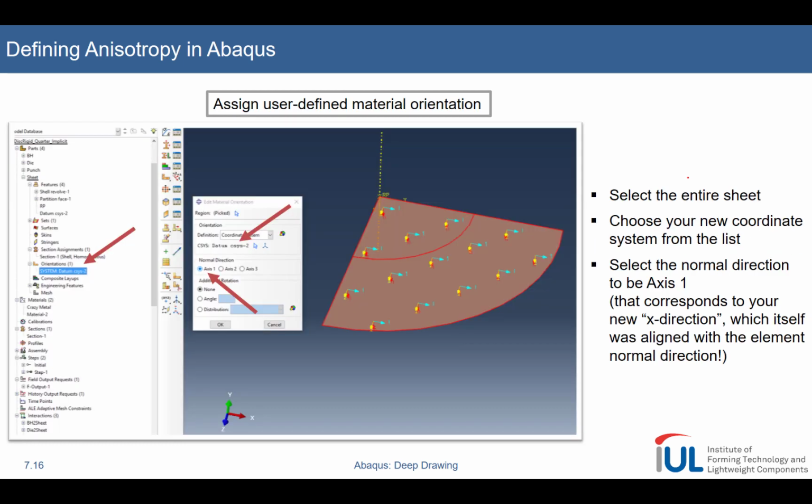Okay, next on, we assign this new user-defined coordinate system to our sheet, to our material, because right now Abaqus still thinks it should do the calculation of the sheet, whatever is going on inside the sheet, according to our global coordinate system. But this is not where we've defined anisotropy. We have defined anisotropy in our new user-defined local coordinate system. So in the tree, you select your sheet, and then under orientation, you assign a new orientation.